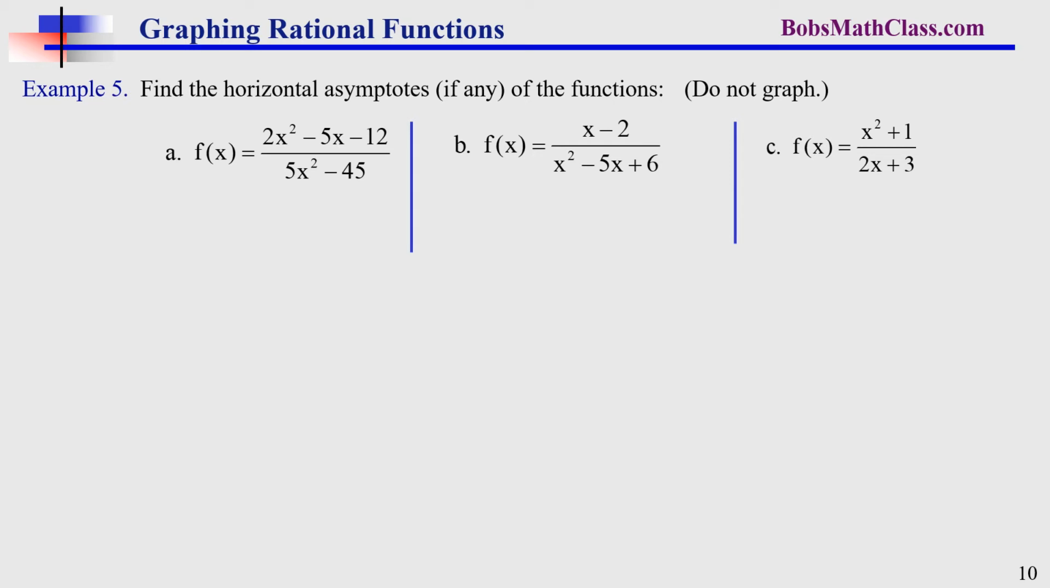So are the degrees the same or is the numerator less? They're the same, so it's going to be a over b. So in this case, it's 2 over 5. The next one, same or less? Oh, it's less. On the numerator, it's 1. The denominator, it's 2, so therefore it's y equals 2.